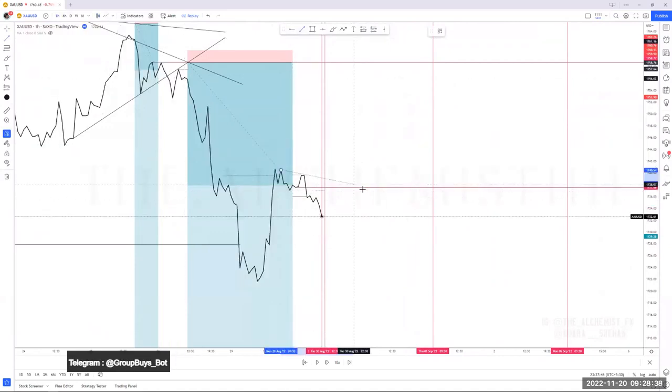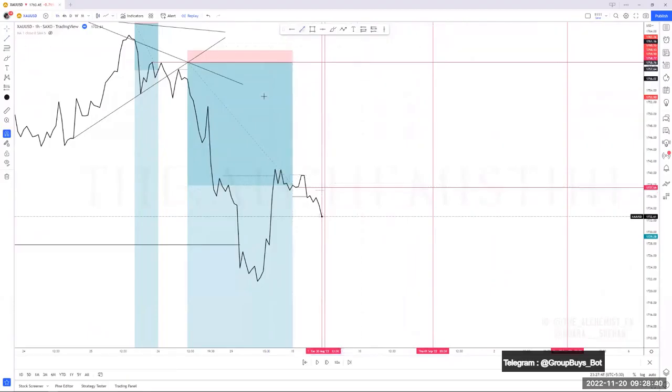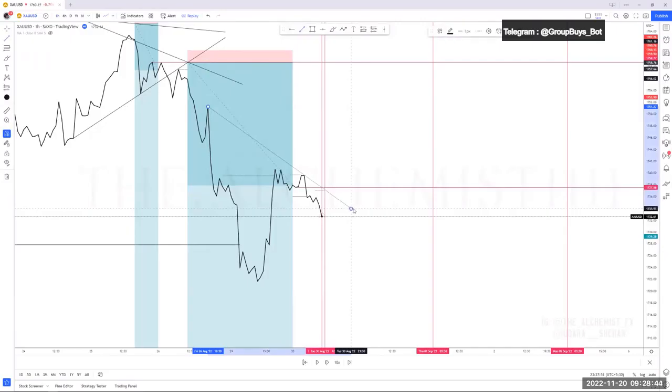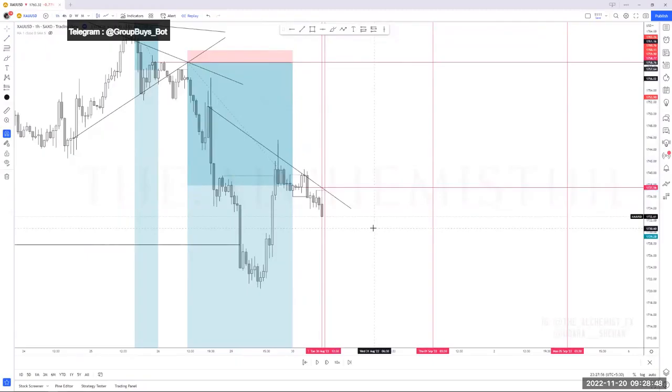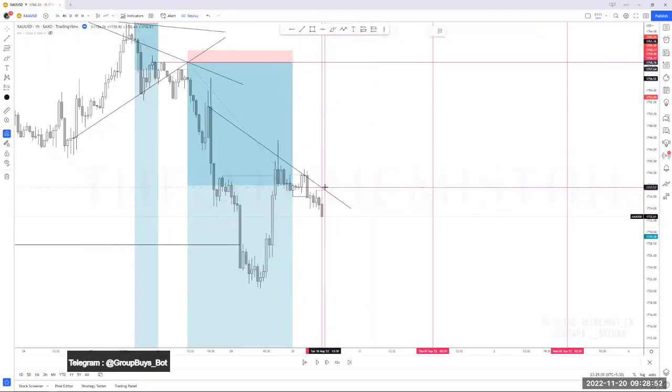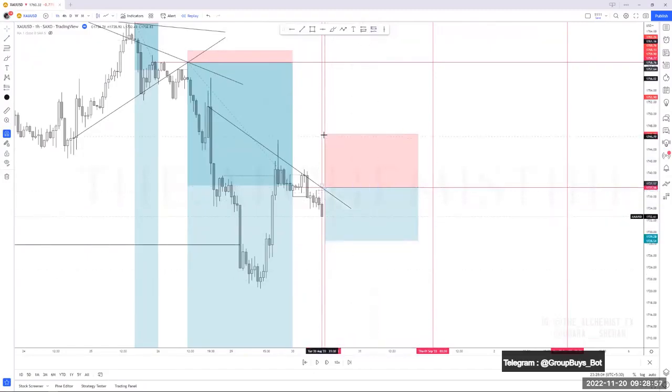So let's try drawing it like this, or else from here. This would be a good one. Yes, can you see? Like this. Okay, let's draw it like this. It's perfect confluence, because liquidity is also there. Okay, let's sell it here.